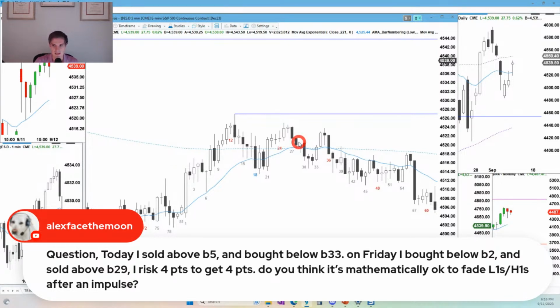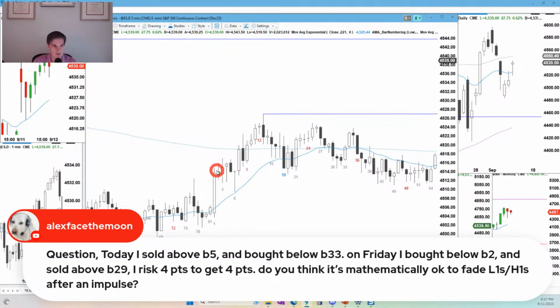Do you think it's mathematically okay to fade low ones, high twos after an impulse? I think fading low ones and fading high ones is a reasonable strategy. Now, as far as what do you risk, risking 4 points to make 4 points. When you're scalping, the market's not always going to give you what you want. A lot of these trades are really quick, and it really depends on the momentum of the market.